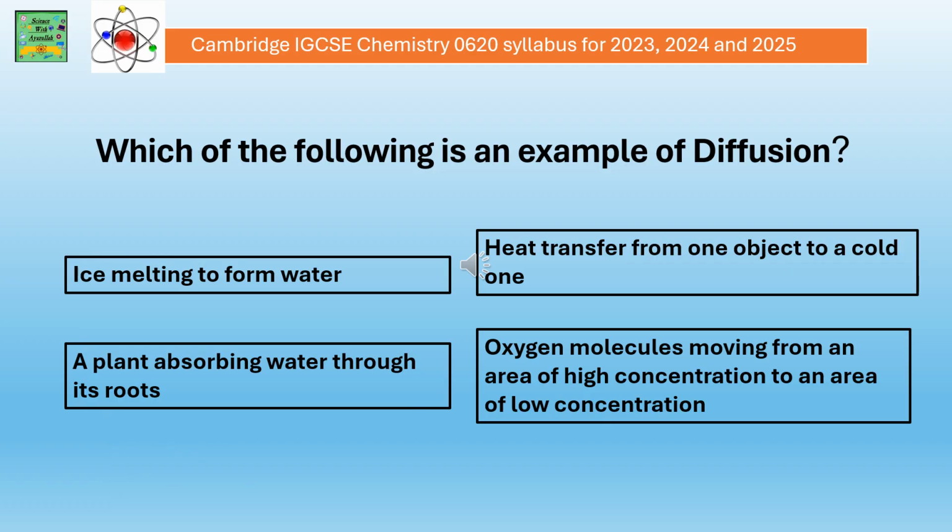Which of the following is an example of diffusion? Ice melting to form water, heat transfer from a hot object to a cold one, a plant absorbing water through its roots, or oxygen molecules moving from an area of higher concentration to an area of lower concentration.